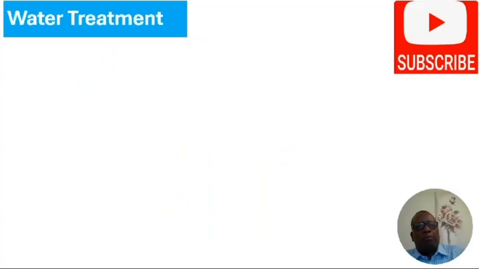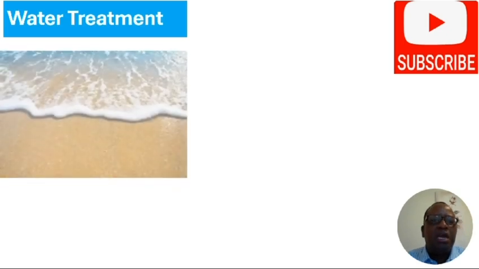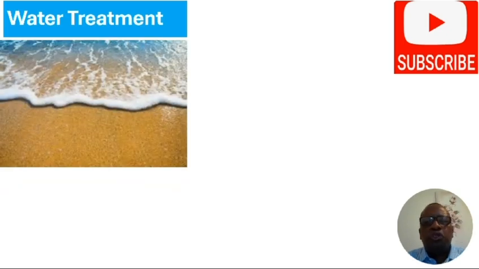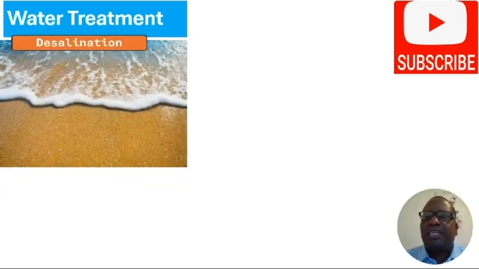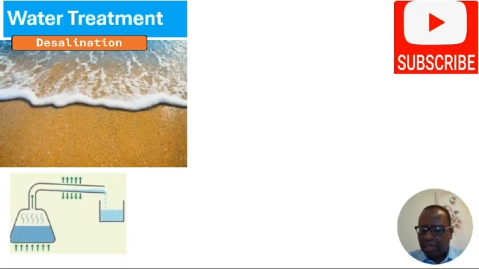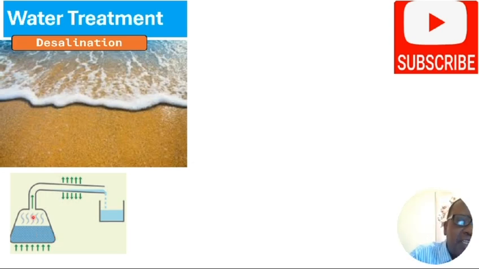Another process that we could use, if our water is coming from the sea, is a process called desalination. Desalination is in 2 parts: distillation and reverse osmosis. Let's look at the process of distillation. How does it work? We heat the water and the steam evaporates.